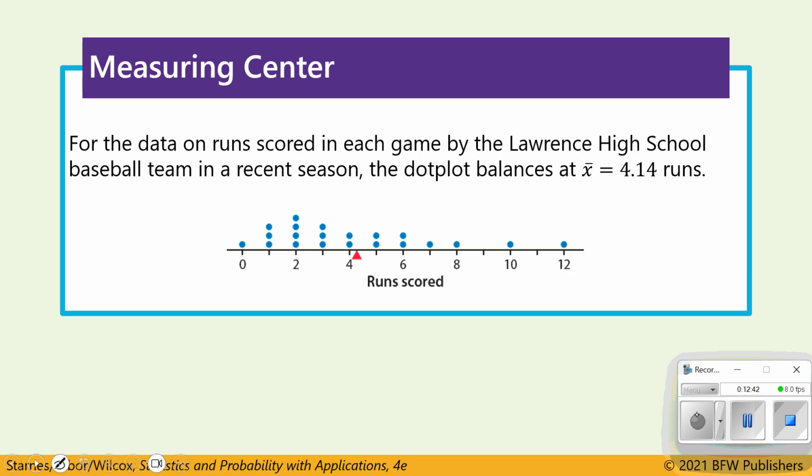Okay, if we go back to our baseball example here, for the data on runs scored in each game by that baseball team, the dot plot balances at x-bar equals 4.14 runs. That's the mean.